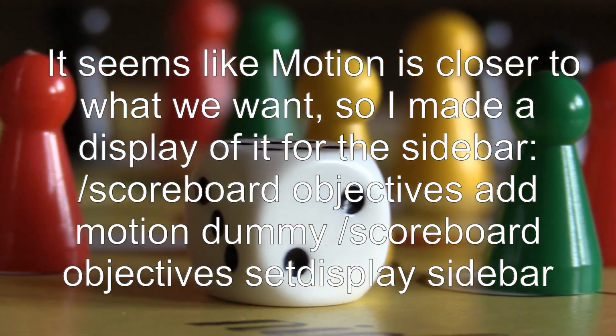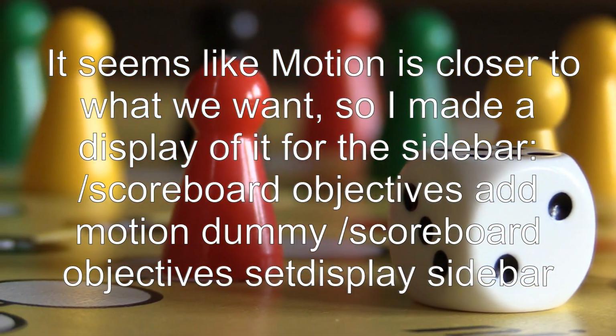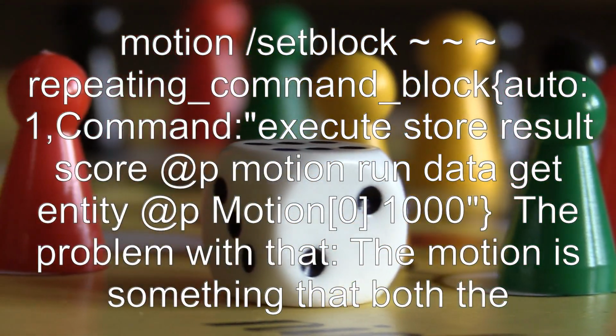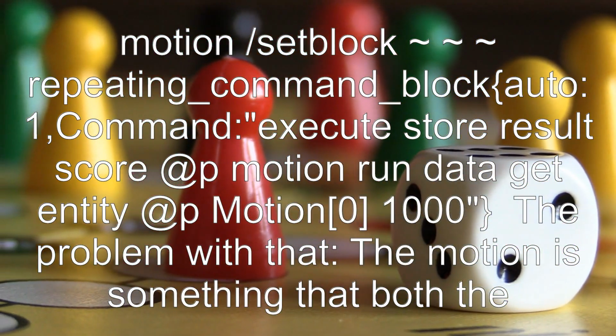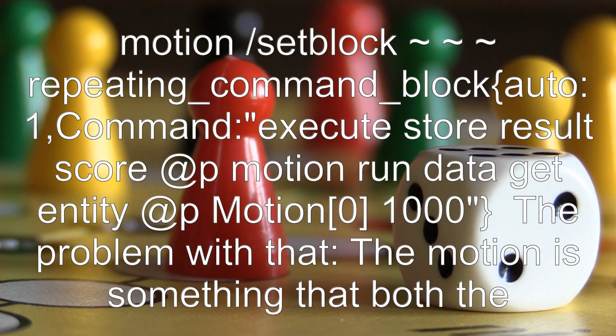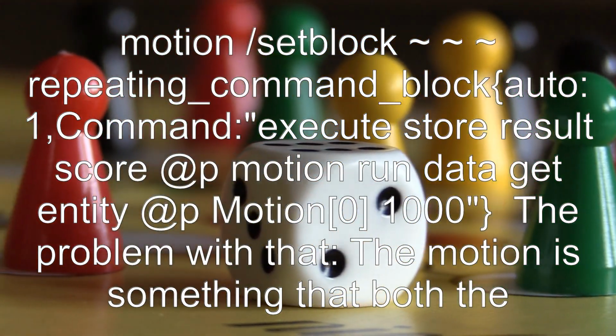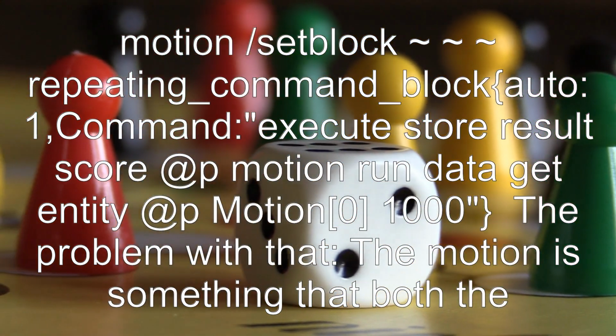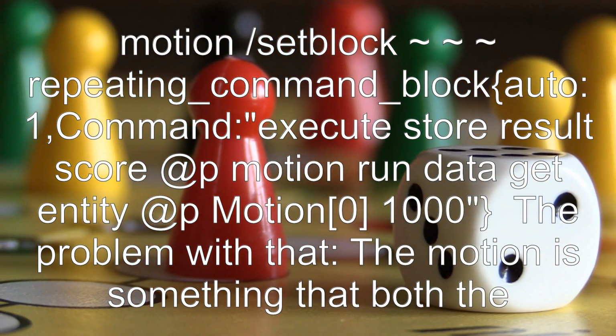scoreboard objectives add motion dummy, scoreboard objectives setdisplay sidebar motion, setblock ~ ~ ~ repeating_command_block auto 1. Command: execute store result score @p motion run data get entity @p Motion[0] 1000. The problem with that.